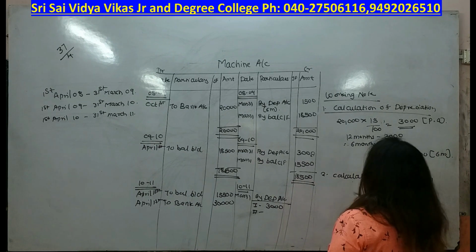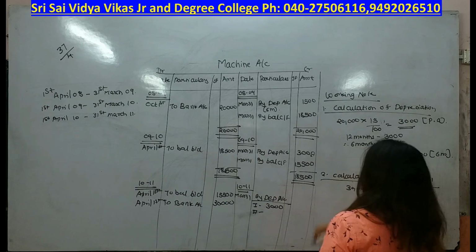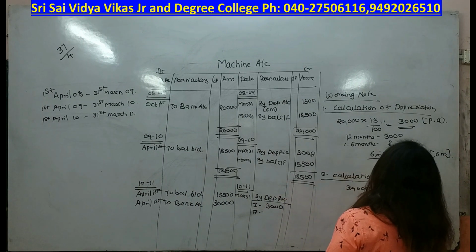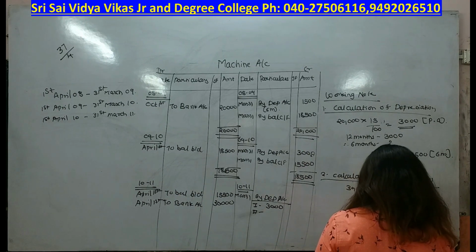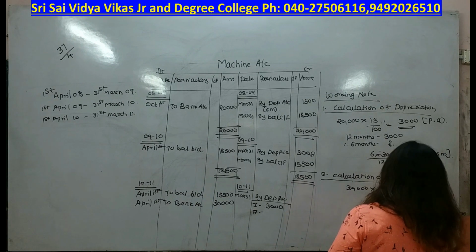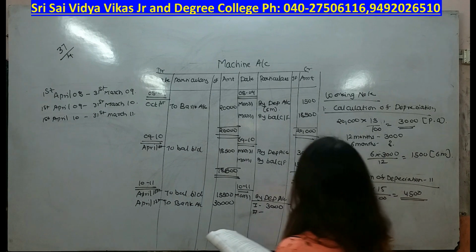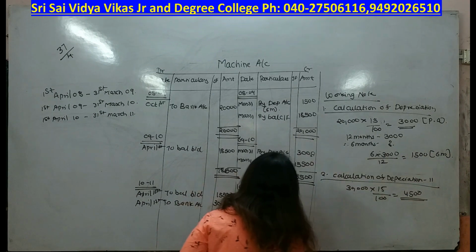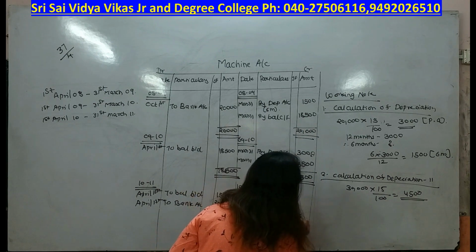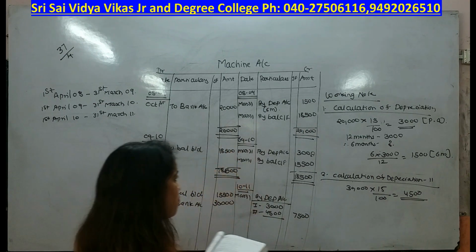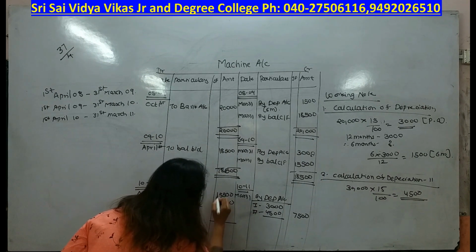Calculation of depreciation for machine 2, right? What is the price? The cost of the machine is 30,000 into 15%. What will be the value? The value will be 4,500, right? So total depreciation will be 3,000 plus 4,500, that is 7,500, right?